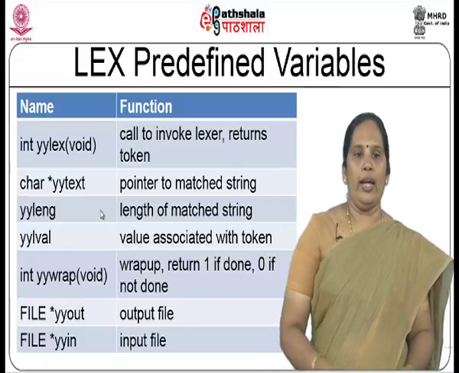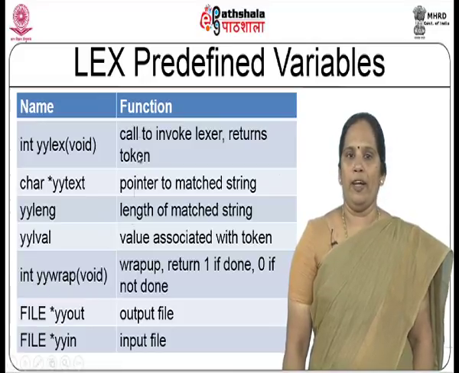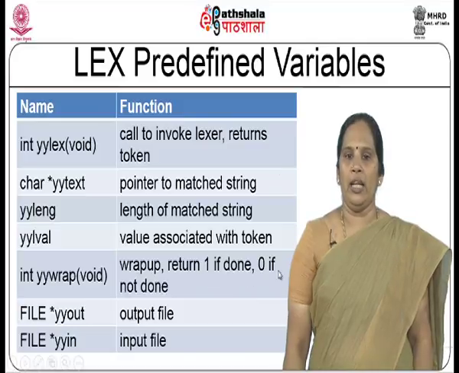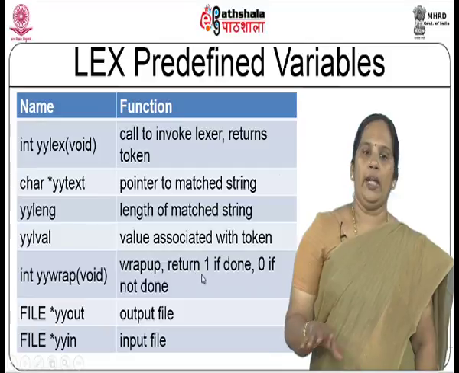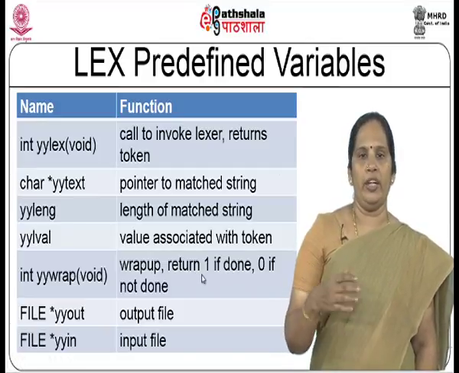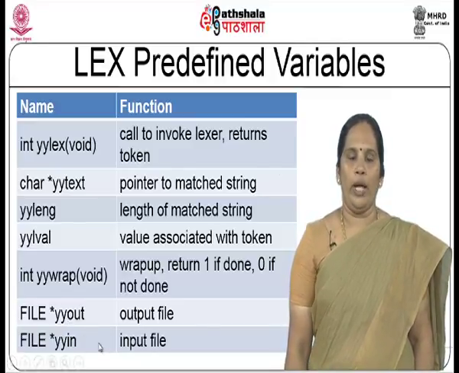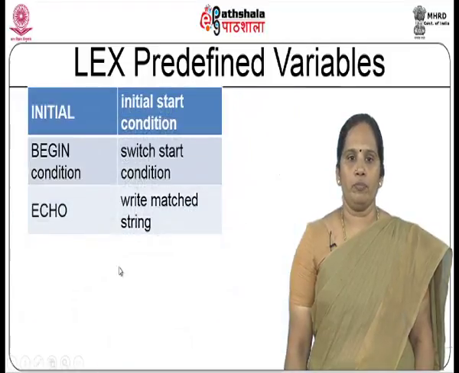And yywrap is again a normal default function that is part of your lex compiler. It simply wraps up, that is, it returns 1 if it is done and 0 if it is not done. That is, once your program is finished, it returns 1 if there is nothing more to process, and it returns 0 if it is not done with processing. I also have yyout and yyin, which are typically the output and input files of your lex program.